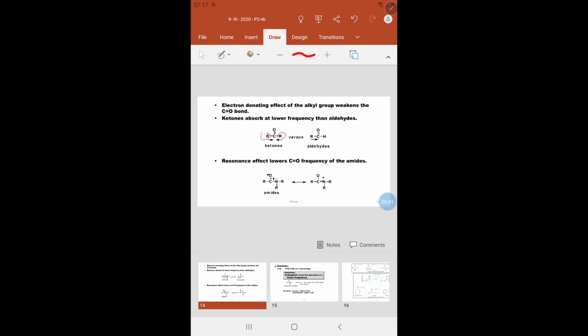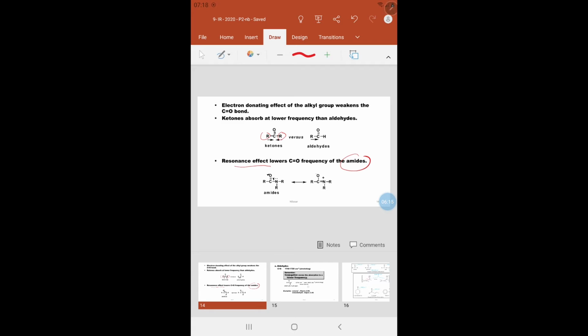Okay, and the last one, amide. Why is the C double bond O of amide very low compared to other carbonyl compounds? Because of the resonance effect. The resonance effect makes the C double bond O become C single bond O. So that is why this carbonyl absorbs at a lower frequency than the others. So this is all the explanation. But again, we do not ask you why this one is higher, why this one is lower.